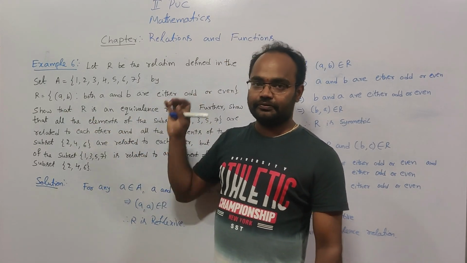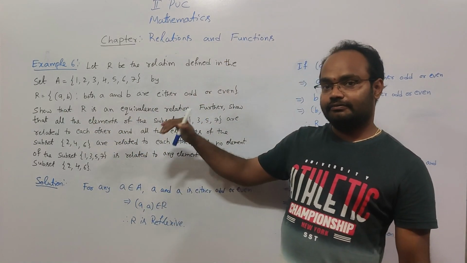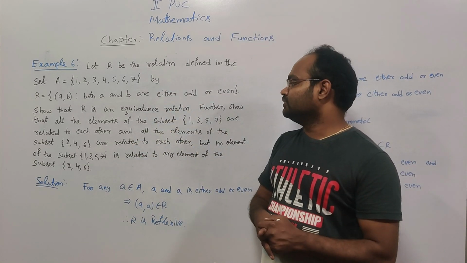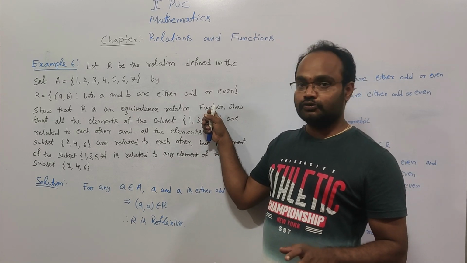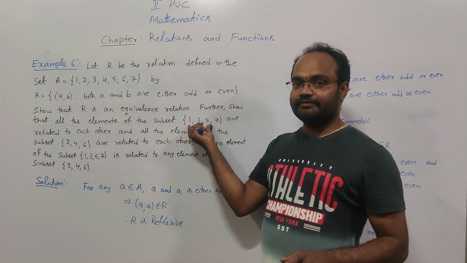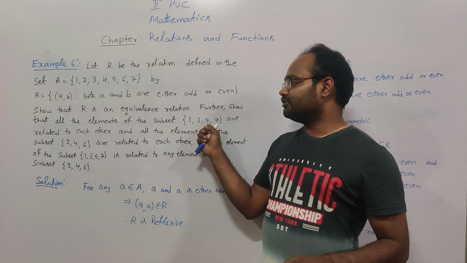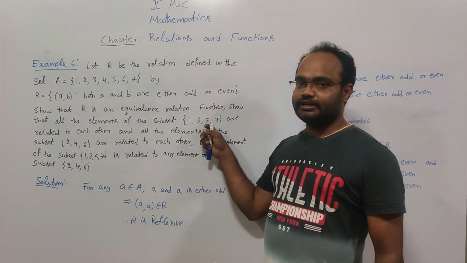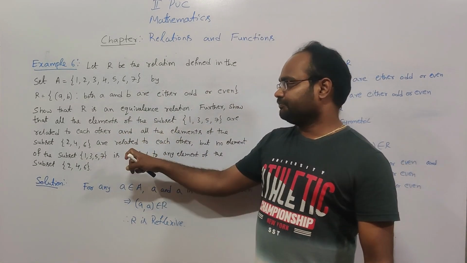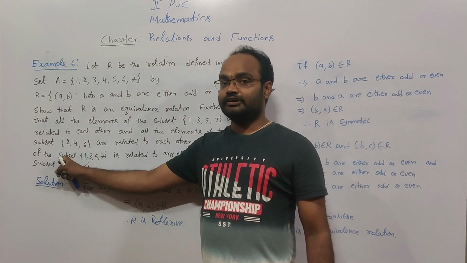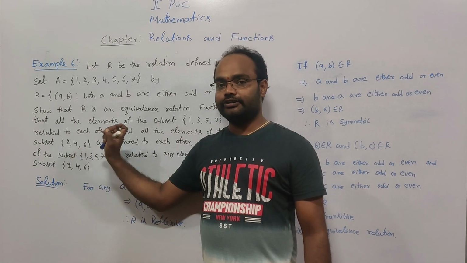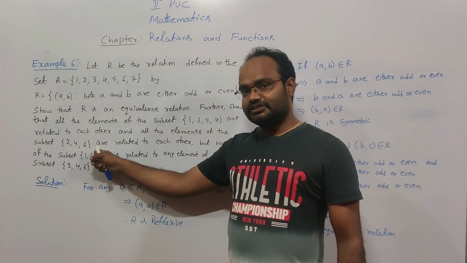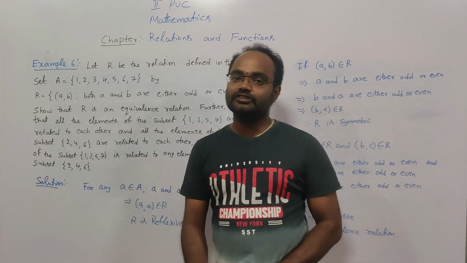Show that this is an equivalence relation. Further, we have to prove that the first part is an equivalence relation. In the second part, we have to prove that each element in the subset {1, 3, 5, 7} is related to each other, and similarly every element in the other set is related to each other, but no element of this set is related to any element of the other set.